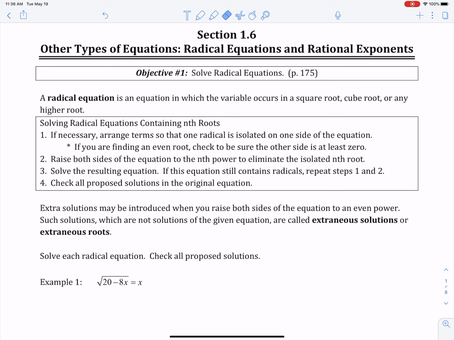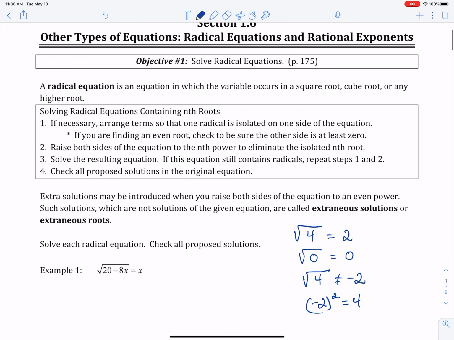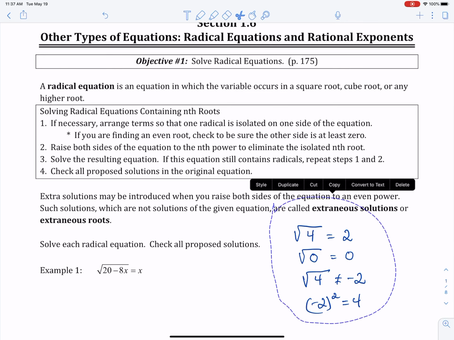If you are finding an even root, check to be sure that the other side is at least 0. The reason is a square root of a number can only be equal to a positive value. The lowest possible is square root of 0, which is 0. Notice that square root of 4 is never equal to negative 2, while negative 2 squared is equal to 4. So when you solve, make sure that the even roots are not equal to a negative value.